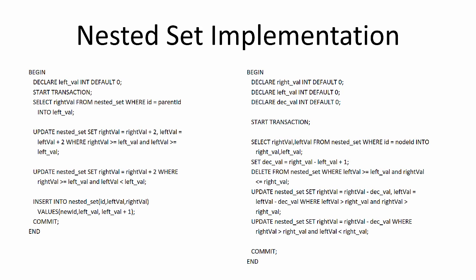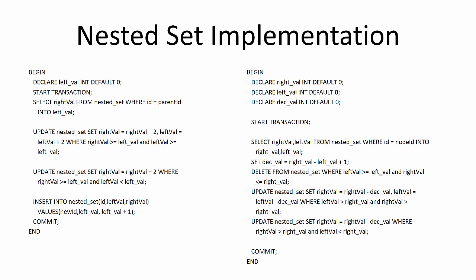And then for deletion, the first thing that we do is we delete the specified node and all of its children. So we pass in the ID and we get rid of all the children, which is any node that has a right value less than or equal to the right value, or a left value greater than or equal to the left value.